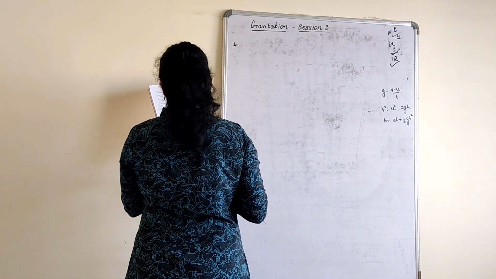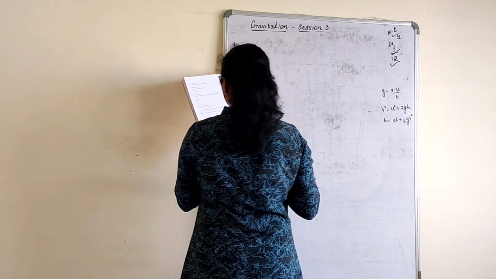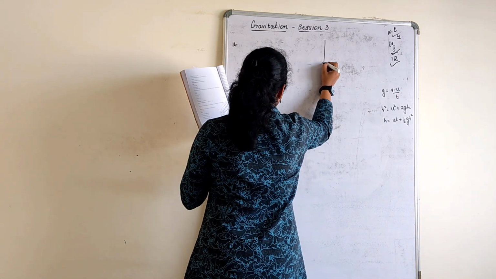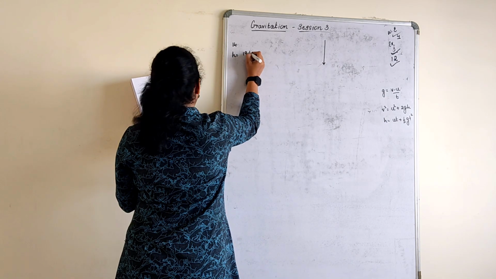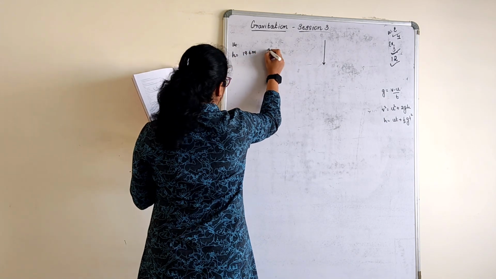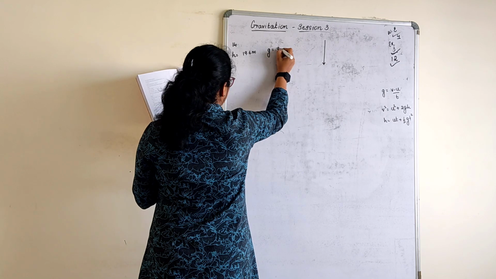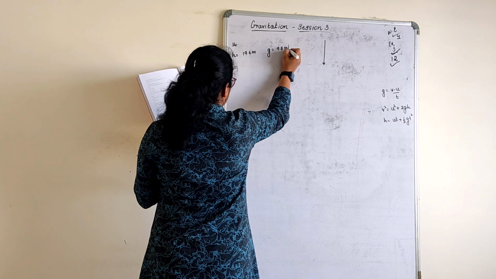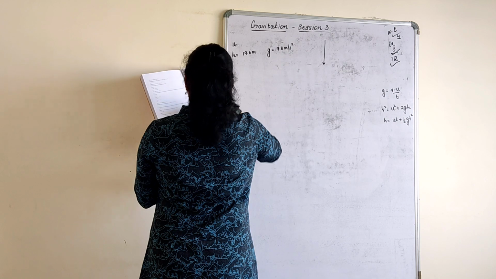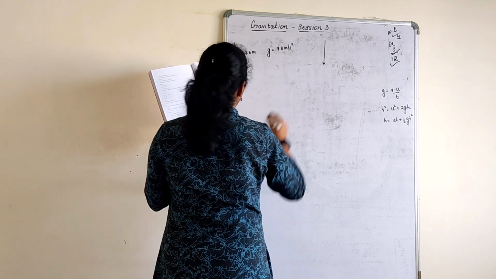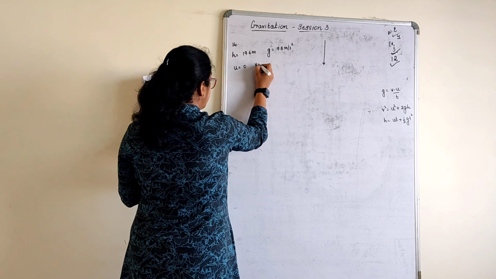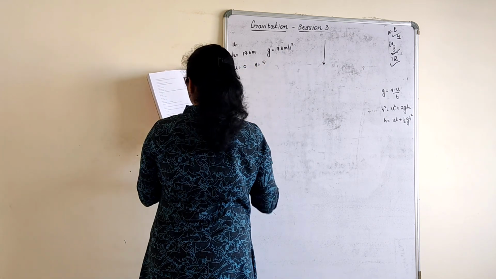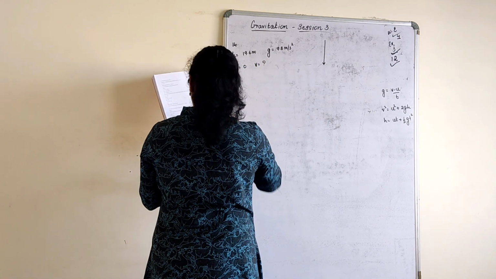A stone is released from the top of the tower of height h equal to 19.6 meter. G is not mentioned anywhere, so let's take it as 9.8 meters per second square. Calculate its final velocity just before touching the ground. The stone is released, children, so u is 0.